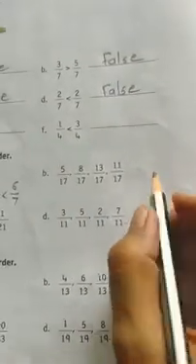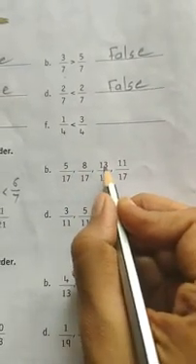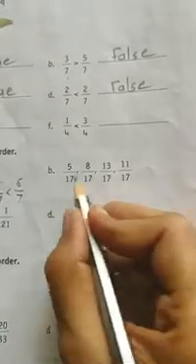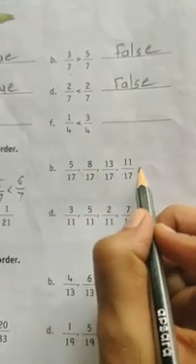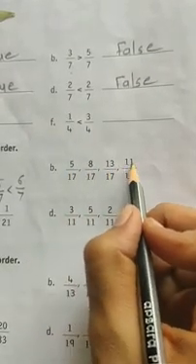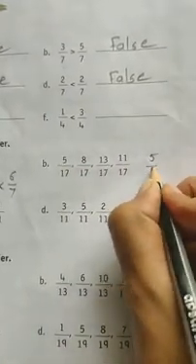Next is 5 upon 17, 8 upon 17, 13 upon 17, 11 upon 17. As the denominators are same, we will compare the numerators. So which one is smaller? As 5 is smaller than all the numerators, we will write 5 first. So 5 upon 17 first.